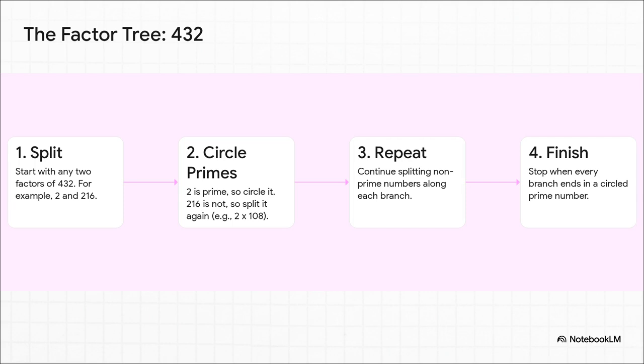And the best way to do this is using a factor tree. Let's take a big number, like 432. We start by splitting it into any pair of factors. It doesn't matter which. Let's do 2 times 216. Now 2 is a prime number, so we circle it. That branch is finished. But 216 isn't prime, so we have to split it again. Let's do 2 times 108, and we just keep going like this, splitting every number that isn't prime until every single branch ends with a circled prime number.